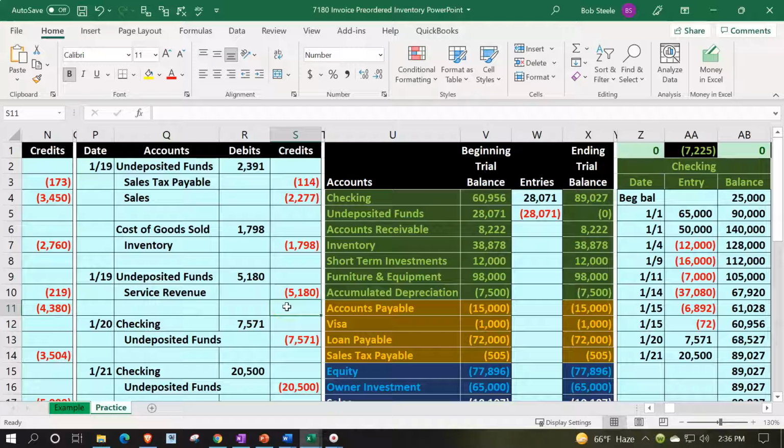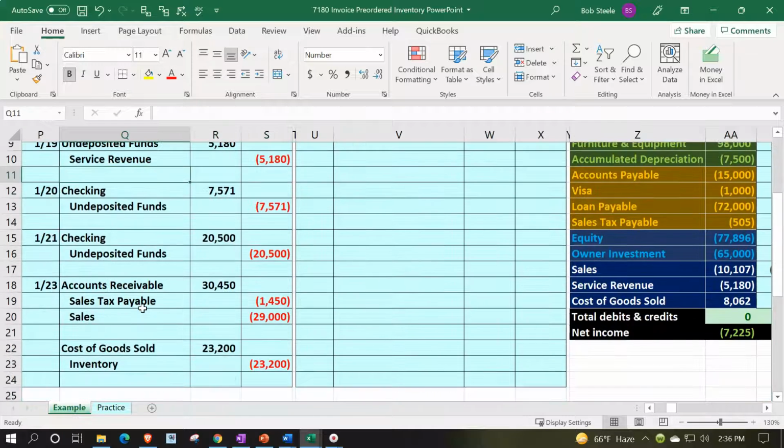In prior presentations, we put together the worksheet from a blank sheet, and now we're entering transactions into it. If you have access to it, there are two tabs down below, the example tab and the practice tab. The practice tab starts where we left off last time, and the example tab is in essence an answer key. Let's take a look at it now.